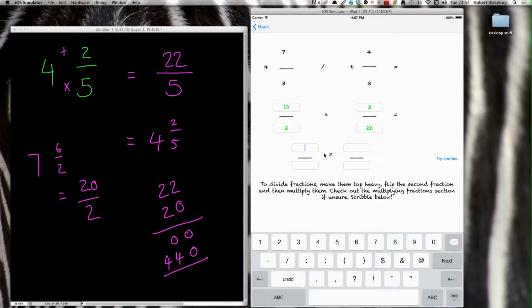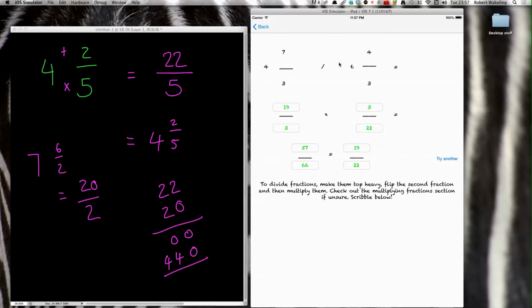Then what we can do is multiply these together, 57 over 66, and start to cancel these down. So 19 over 22, 3 goes into both of those. Okay, so with dividing, you just turn it into a times and flip the second one upside down.